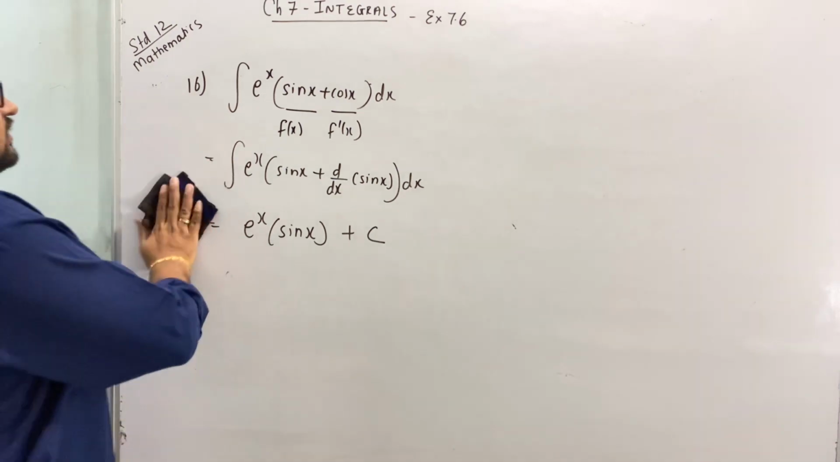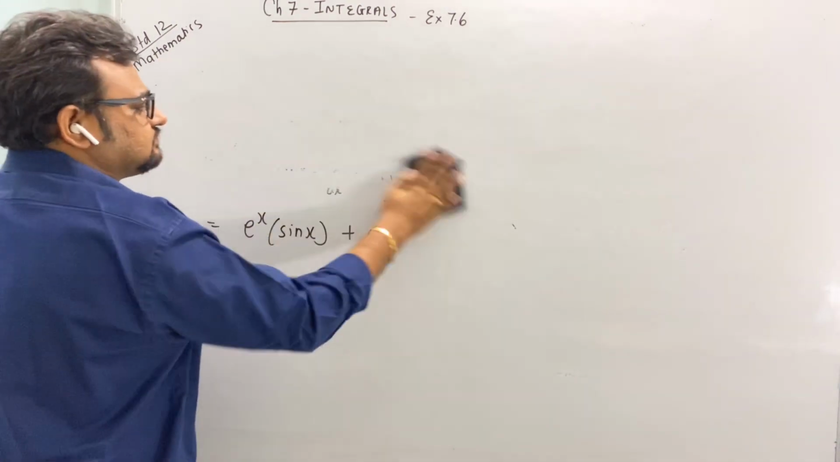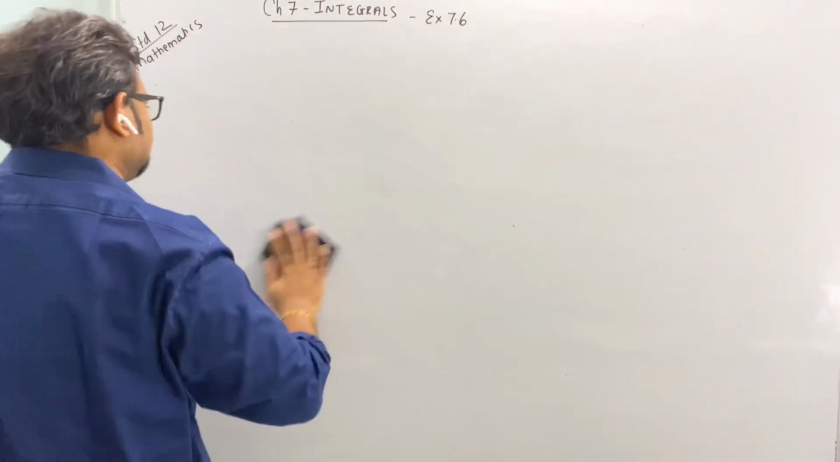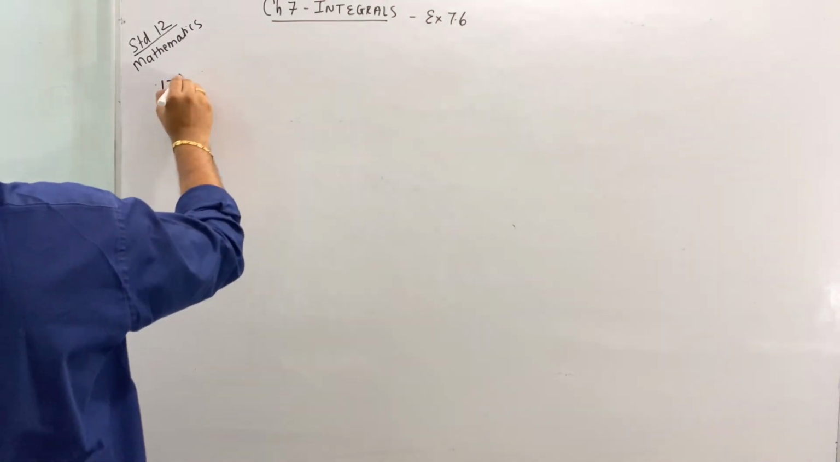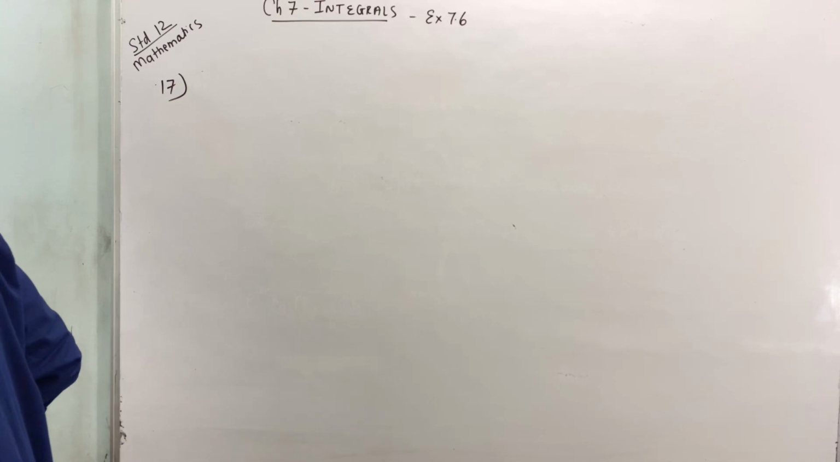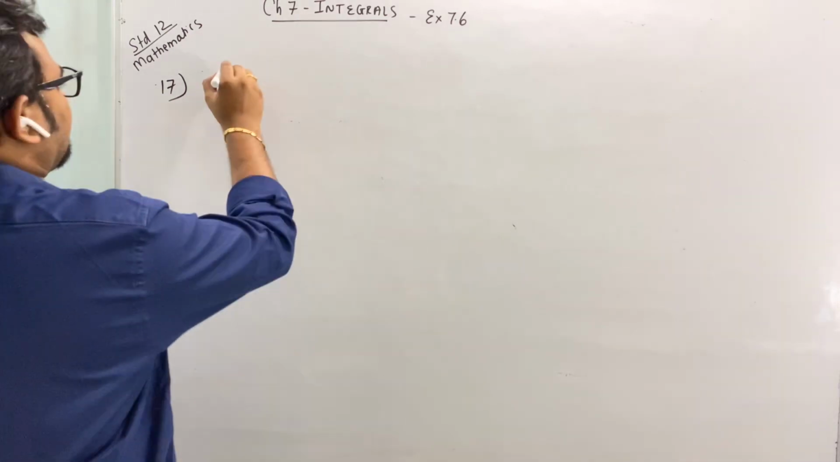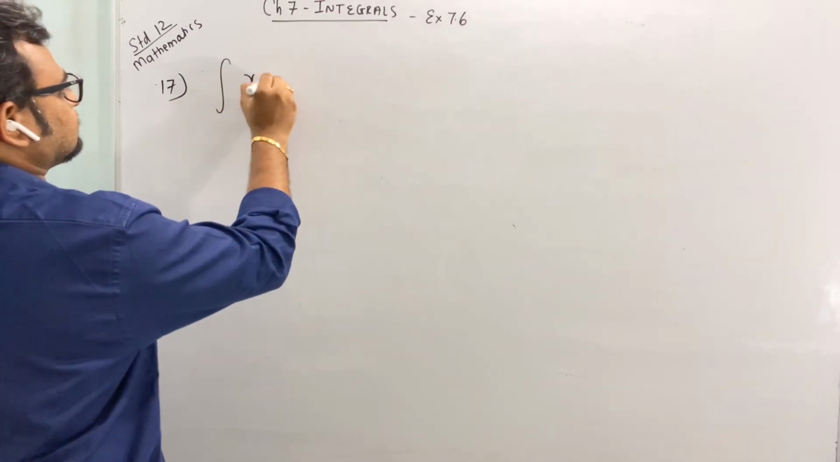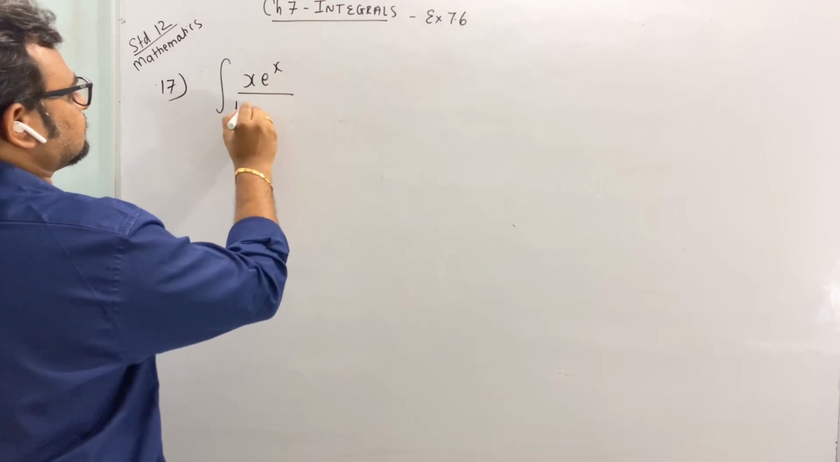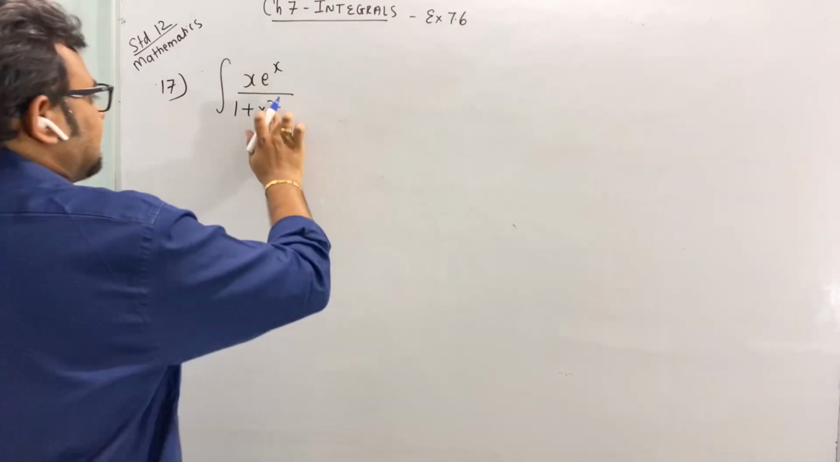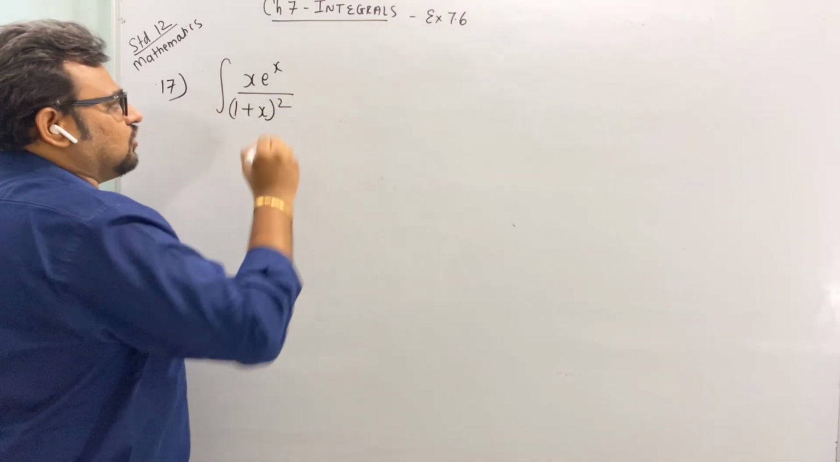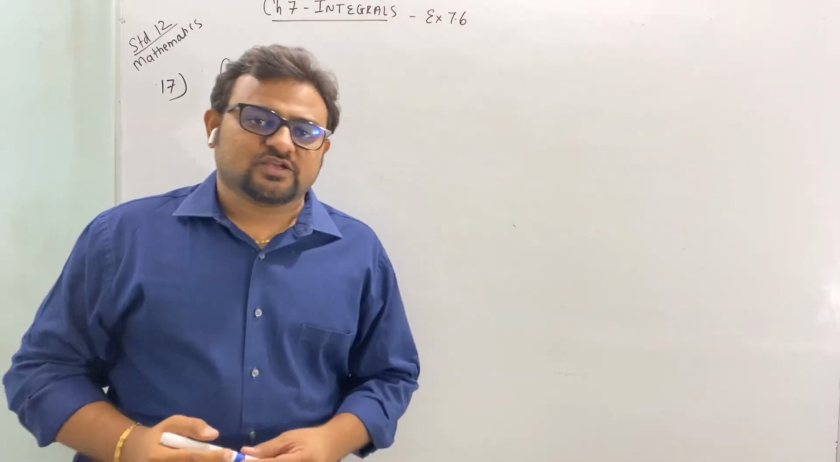Okay, let's move to the next one. Question number 17, that is integration of x e raised to x upon (1 plus x) whole square. Okay, so again e raised to x.